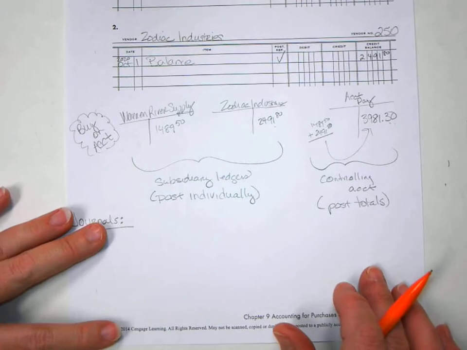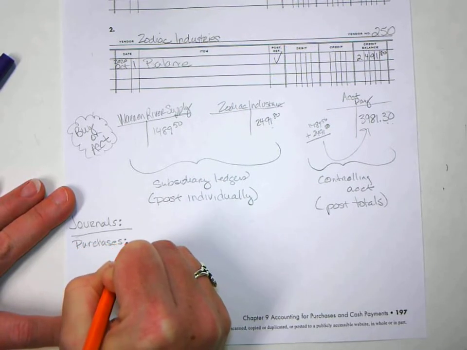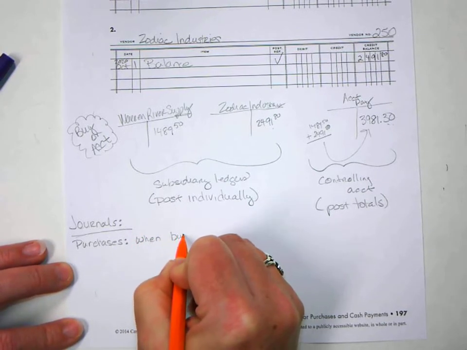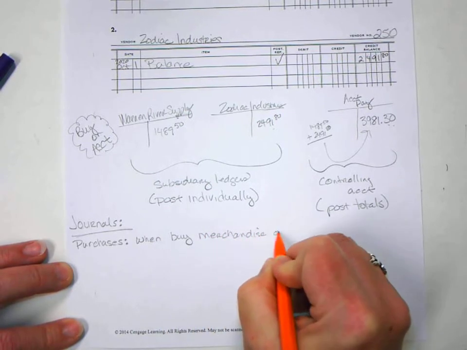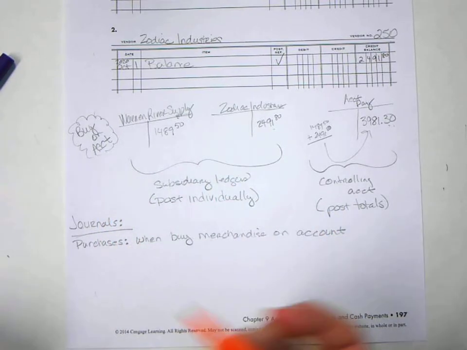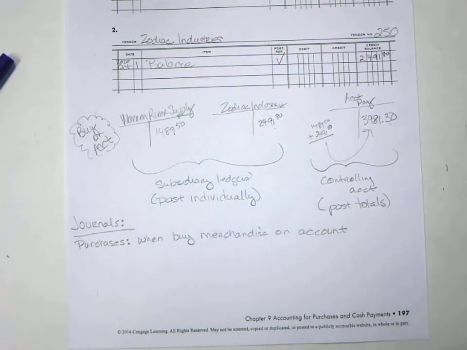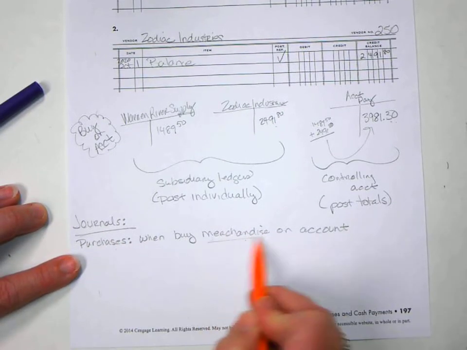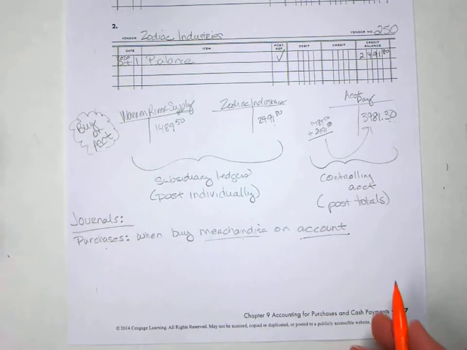But just to have it again, okay, we're going to have a purchases journal. Okay, and this is when we buy merchandise on account. Okay, and we can buy merchandise for cash. It would just go in the cash journal. Okay, it'll end up in the same purchases account. It just would be coming from different journals. Okay, but the journal itself, the purchases journal, is only when you buy merchandise, and it has to be on account. Those two things have to be true before you put it in this purchases journal.